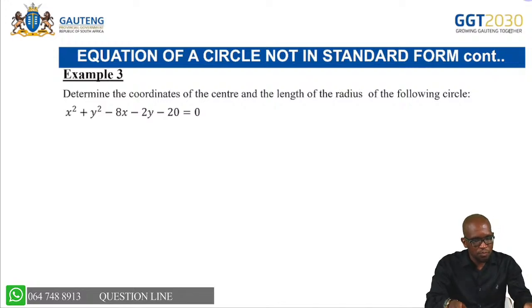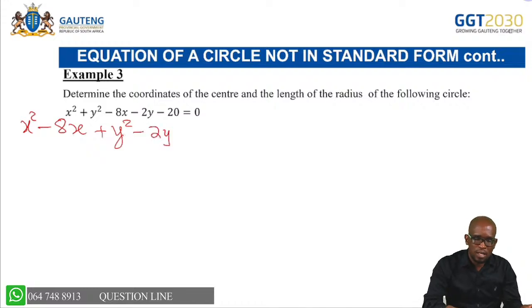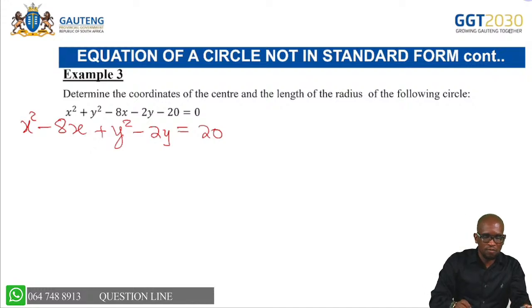First things first, we are going to group values that contain x in descending order of the variable, meaning we start with the highest power of x. In this case, it would be x squared, followed by minus 8x. Moving on, grouping the y's, this would be y squared minus 2y. There was a constant minus 20, which will be transposed to the right-hand side and we obtain positive 20.